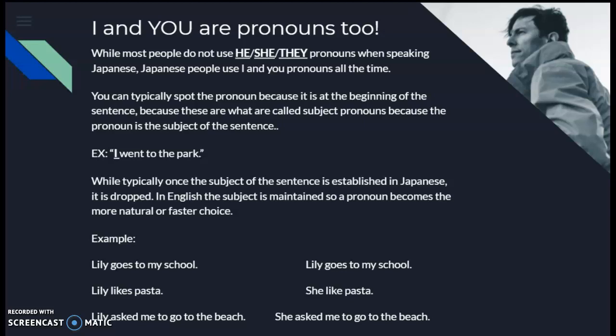Example, I went to the park. Well, typically, once the subject of the sentence is established in Japanese, it's dropped. In English, the subject is maintained, so the pronoun becomes the more natural and faster choice.